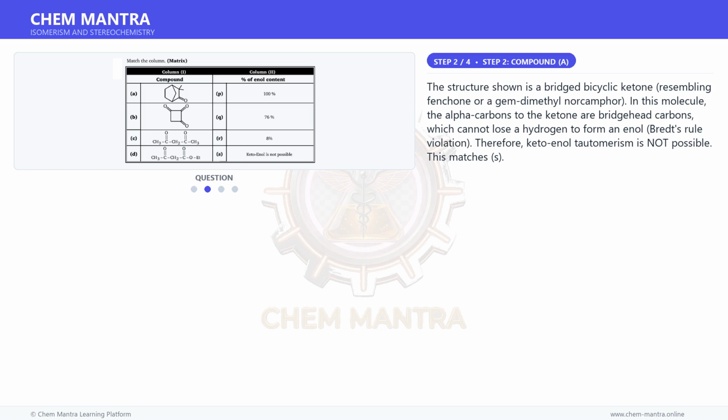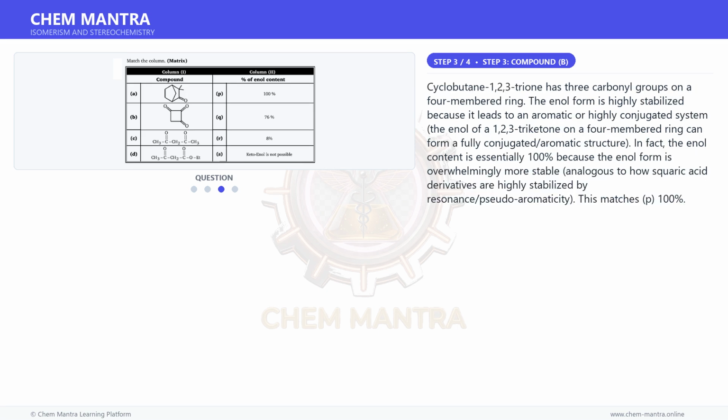The structure shown is a bridged bicyclic ketone, resembling phenchone or a gem-dimethyl norcamphor. In this molecule, the alpha carbons to the ketone are bridgehead carbons, which cannot lose a hydrogen to form an enol, a Bredt's rule violation. Therefore, keto-enol tautomerism is not possible. This matches S.